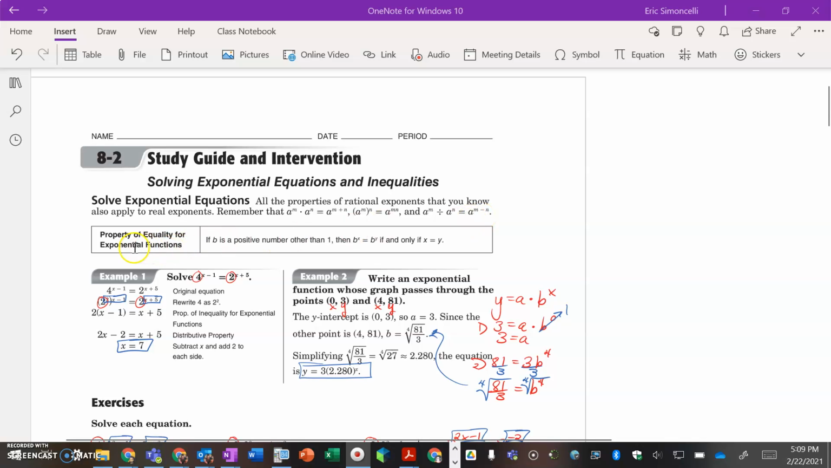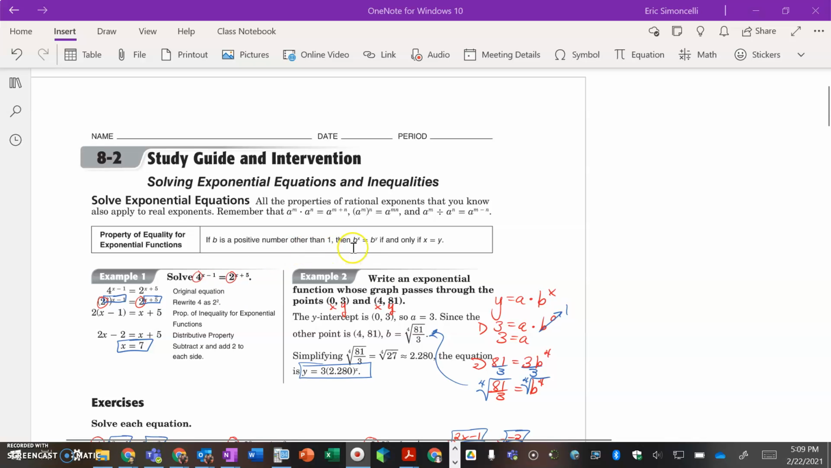Property of equality for exponential functions: if b is a positive number other than 1, then b to the x equals b to the y if and only if x equals y. So for example, solve for, and I've circled the base, 4 raised to the x minus 1 equals 2 raised to the x plus 5. I circled that base as well.